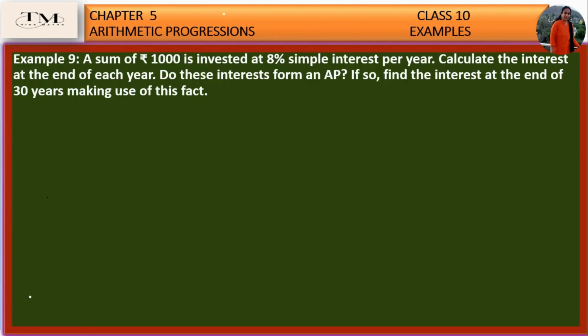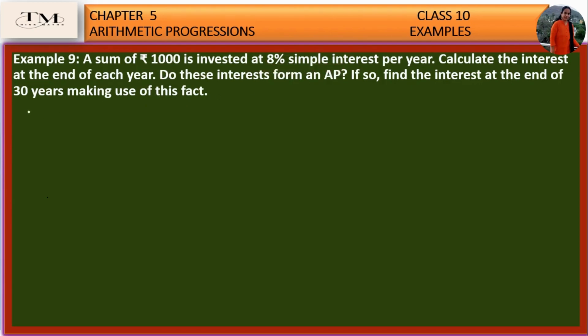Okay. Example 9. A sum of rupees 1000 is invested at 8% simple interest per year. Calculate the interest at the end of each year. Do these interests form an AP? If so, find the interest at the end of 30 years making use of this fact. Okay. So here what is given? Rupees 10,000 is invested. The bank gives 8% simple interest.